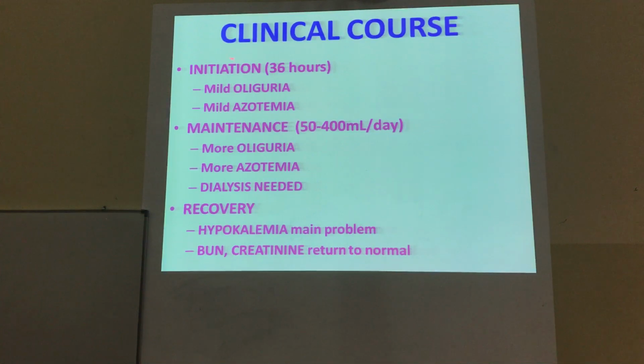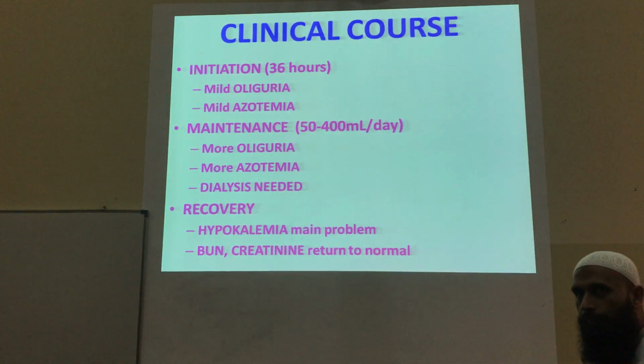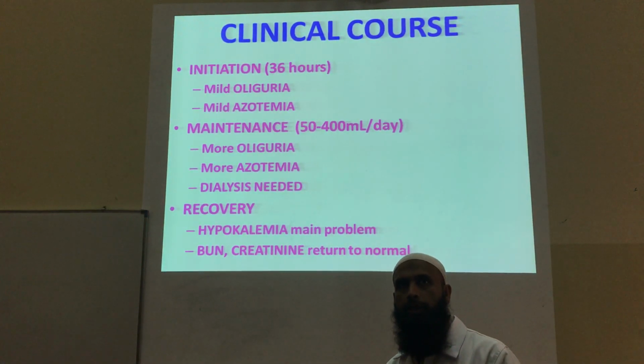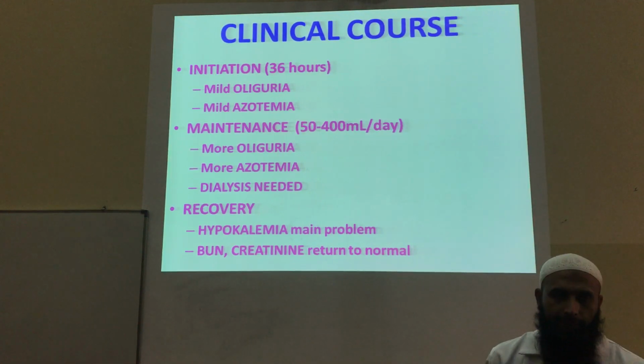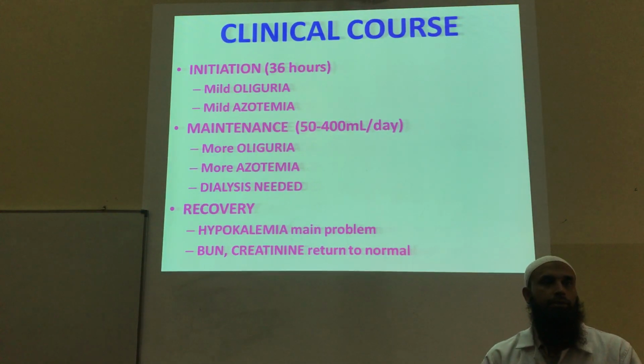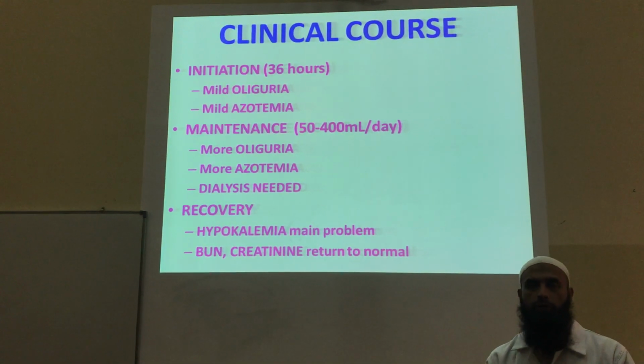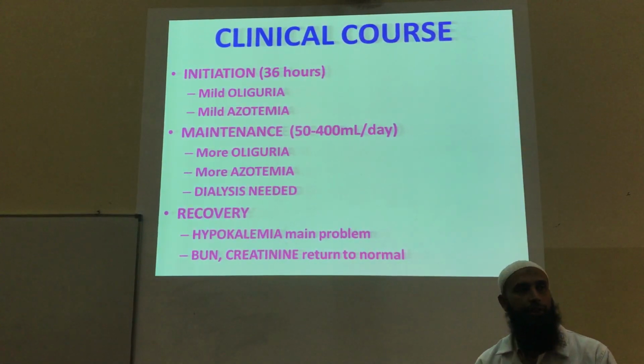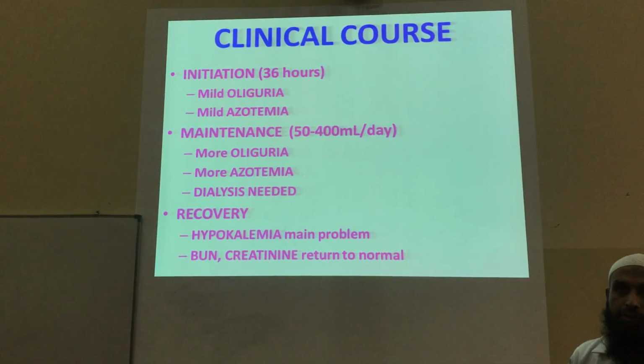So the clinical course. Initially, in the first 36 hours, which is called the initiation phase, there is mild oliguria and azotemia. What is azotemia? An increase in nitrogen-containing compounds in the blood. Yes, increased blood urea nitrogen and creatinine. Both are raised, then it is called azotemia. When it has signs and symptoms, it is called uremia.